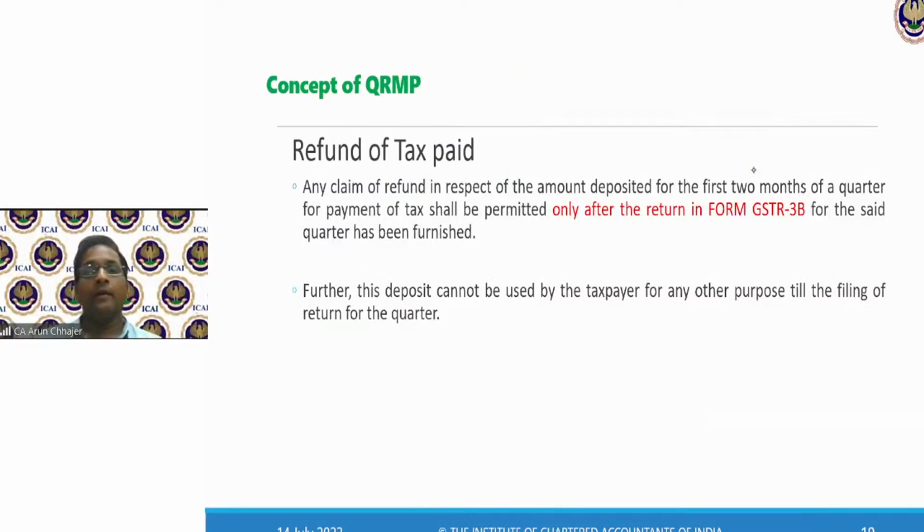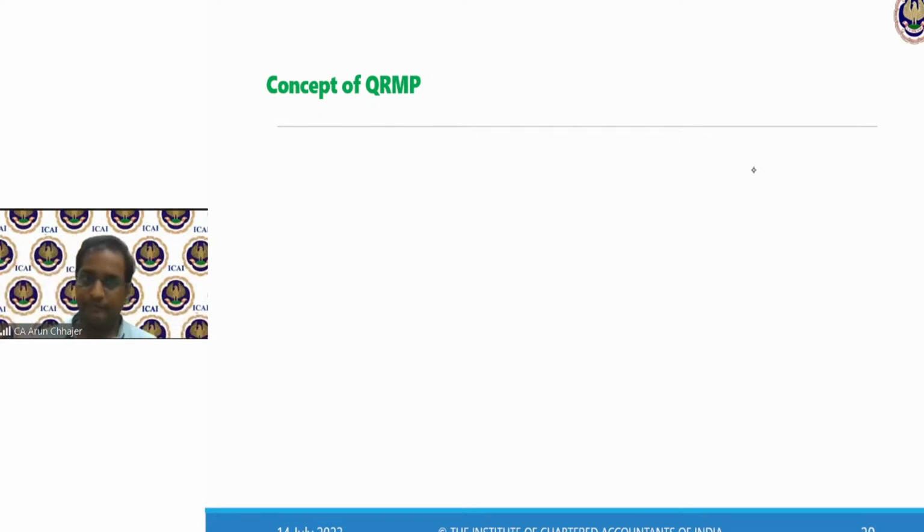That is okay. Mohammed is asking whether refund would be allowed. Suppose I have deposited M1 and M2 amount, I have deposited excess. Can I take the refund? You have to wait for the GSTR 3B. Once you furnish the GSTR 3B for that quarter, after that you can go for the refund, or what is the second option? You can use it for the future tax liability.